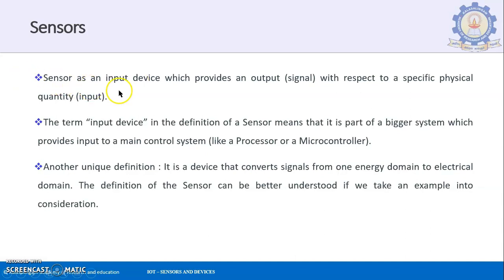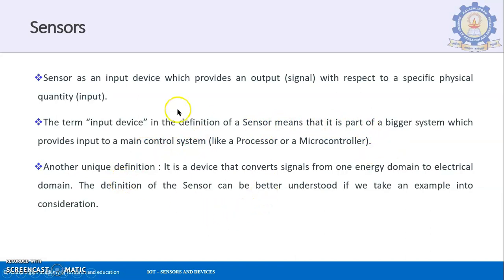A sensor is an input device which provides us an output signal with respect to a physical quantity, whatever physical quantity it is taking from. The term input device in the definition of a sensor means that it is part of a big system, and the big system which I was talking to you about earlier is your microcontroller or the processor over here.